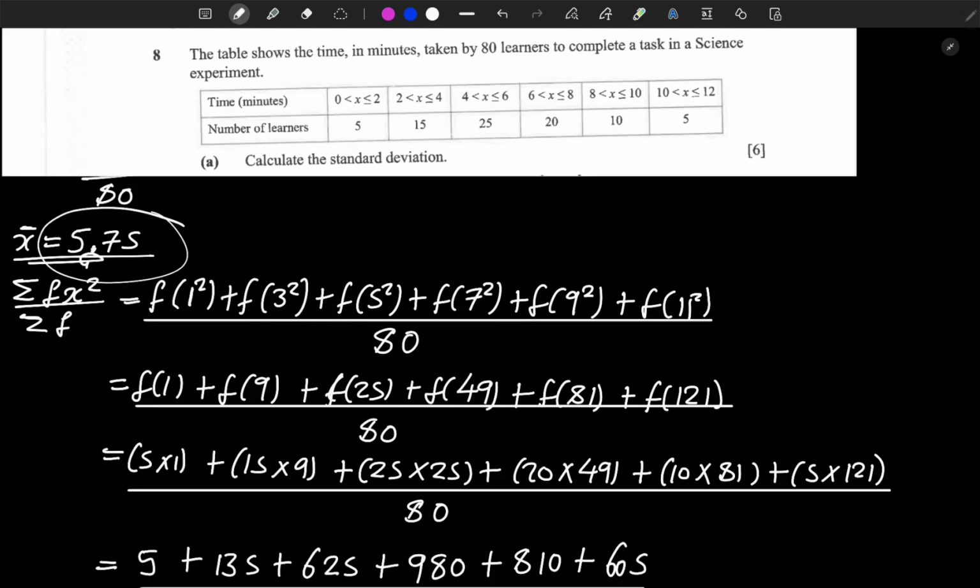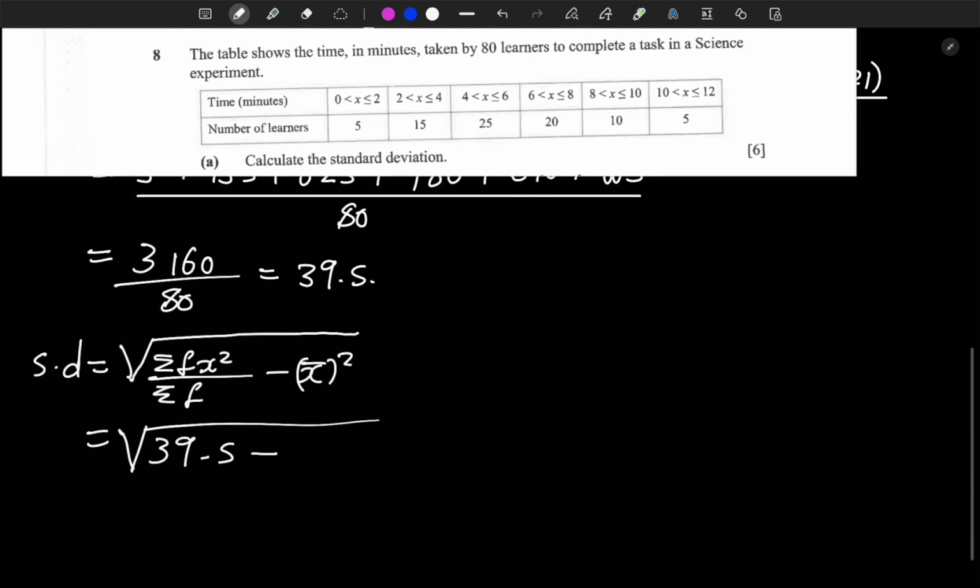So 5.75 squared. So I'm getting 33.0625. Then we can say square root of 39.5 minus 33.0625.